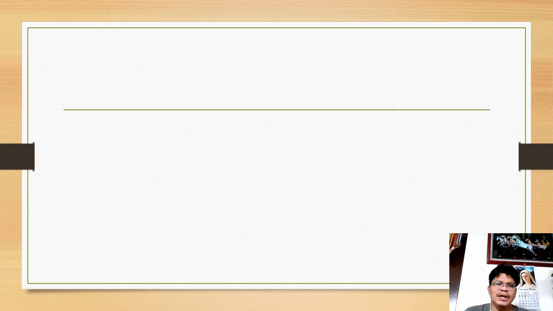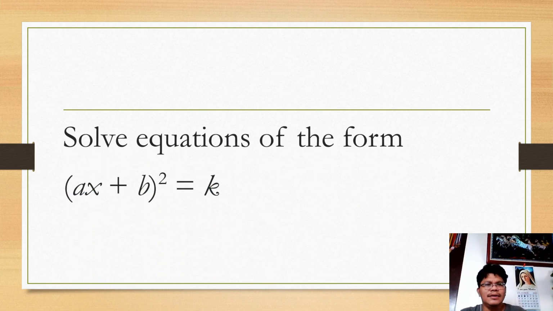How about if the equation is in the form of the quantity ax plus b raised to the second power equals k? Can we apply extracting the square root to this equation? The answer is yes. You may observe that ax plus b is the base of the power of 2. So the first degree term is missing, meaning we can also apply it.